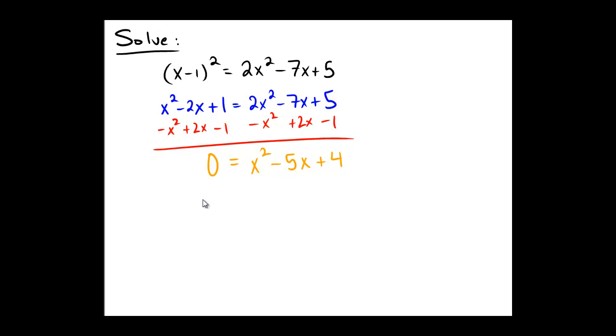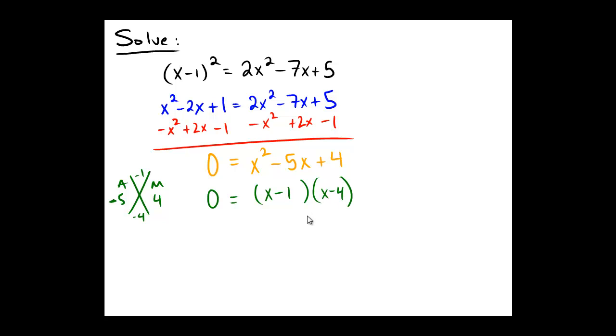Okay, now the nice thing about this form is that we are now in a factorable form. So we really just have to think of two numbers that add to negative 5 and multiply to be 4. If you think about it for a moment, that's going to be negative 1 and negative 4, of course, because negative 1 times negative 4 is 4, and negative 1 plus negative 4 is negative 5. So that means this factors into x minus 1, x minus 4.